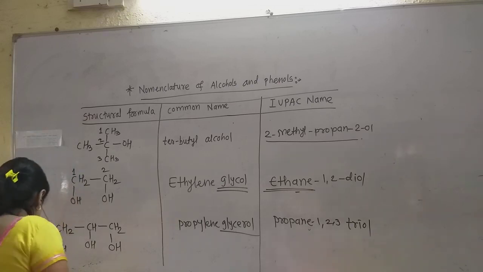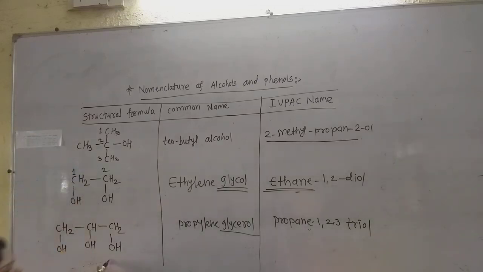Now see this. This is the trihydric alcohol. The common name is propylene glycerol because trihydric alcohols are called glycerols. So this is the propylene glycerol. So number from any side because there are only 3 carbon atoms, and the surrounding carbon atoms are similar. So give the numbering from this side, 1, 2, 3.